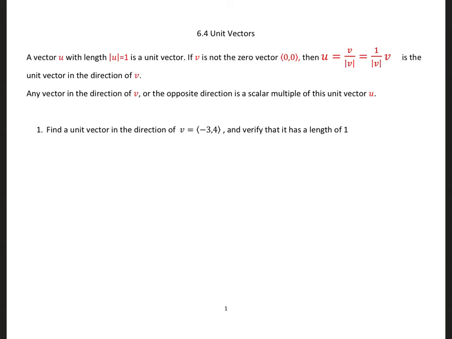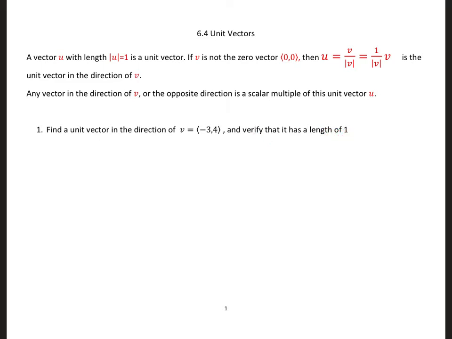That's the unit vector. And it says any vector in the direction of v or the opposite direction is a multiple of this unit vector. Remember, a unit vector u is simply a vector with a magnitude of 1. So let's do some examples in finding the unit vector. Find the unit vector in the direction of v and verify that it has a length of 1.